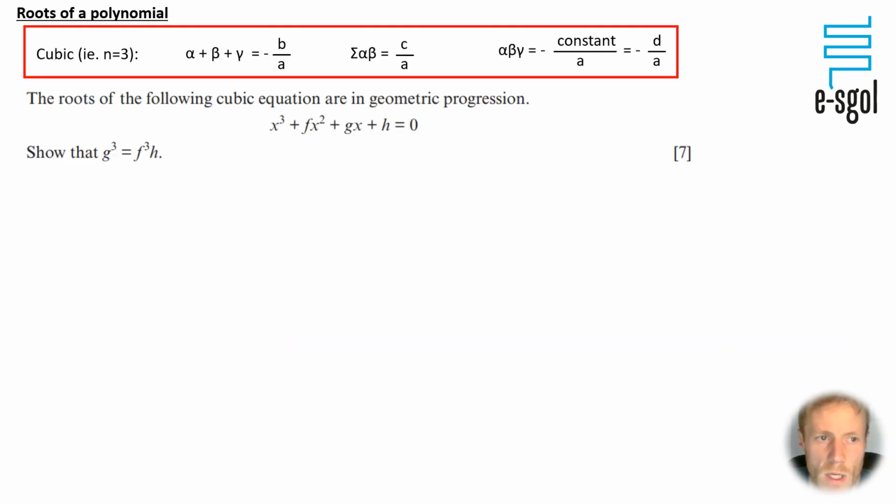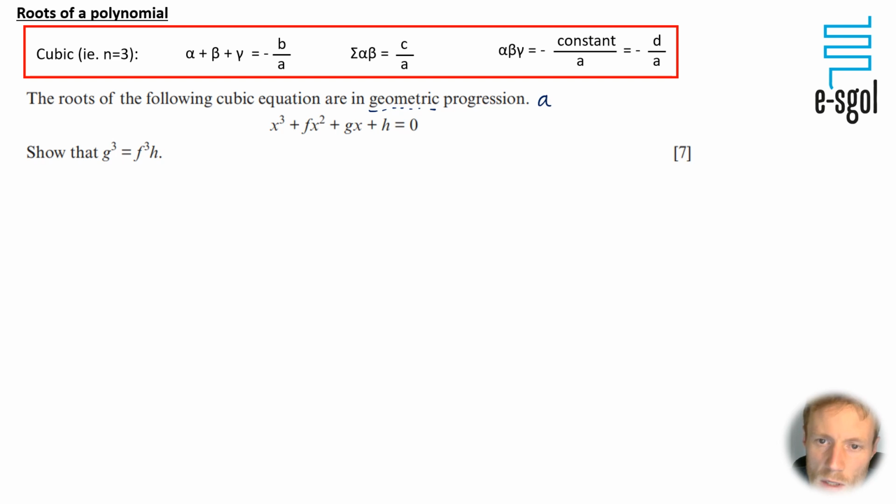Okay, so this might be a typical question using the roots of a polynomial. We have a cubic here, so I've written the cheat sheet rules that we can use to help us when we're dealing with our roots. The other thing to spot is this question involves a geometric progression. They do expect you to know what a geometric progression is and an arithmetic progression. An arithmetic progression goes up by the same amount each time. It has a constant difference. A geometric progression goes up by a common ratio.